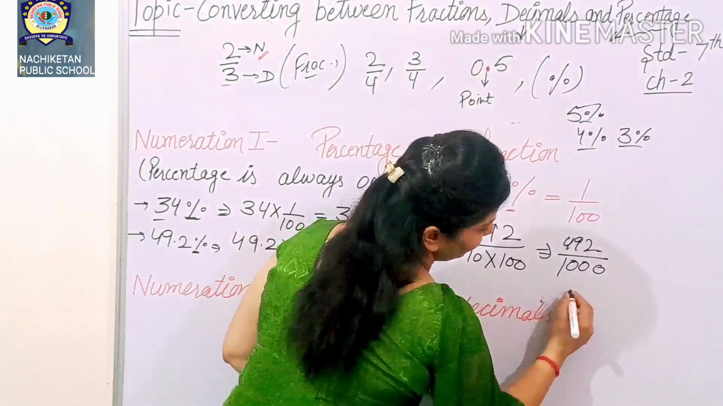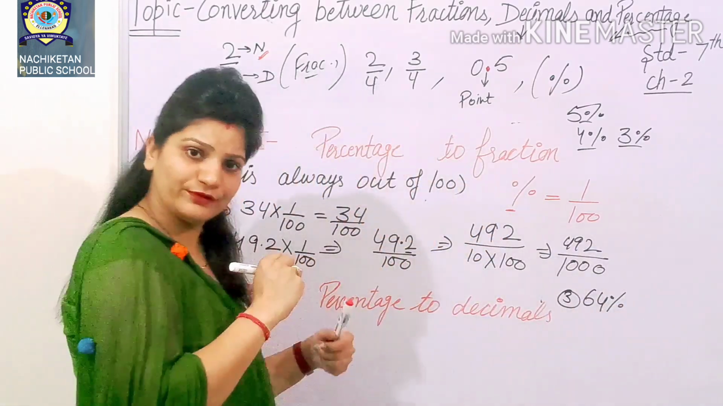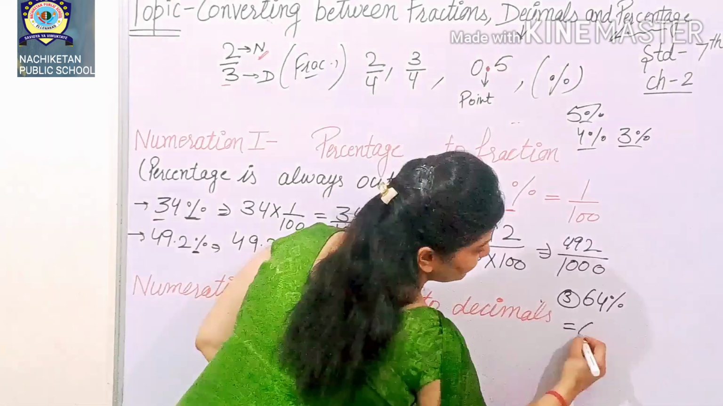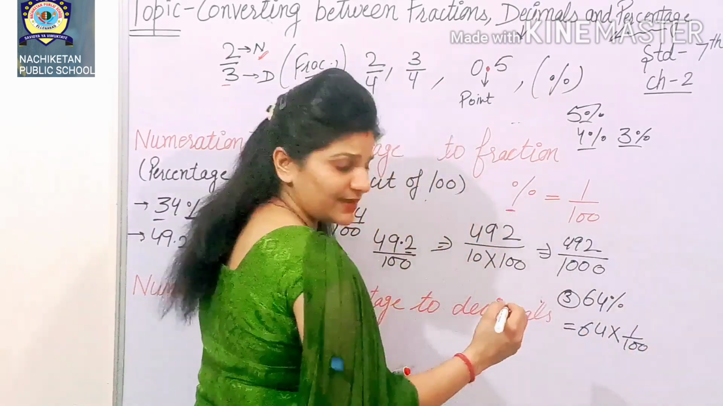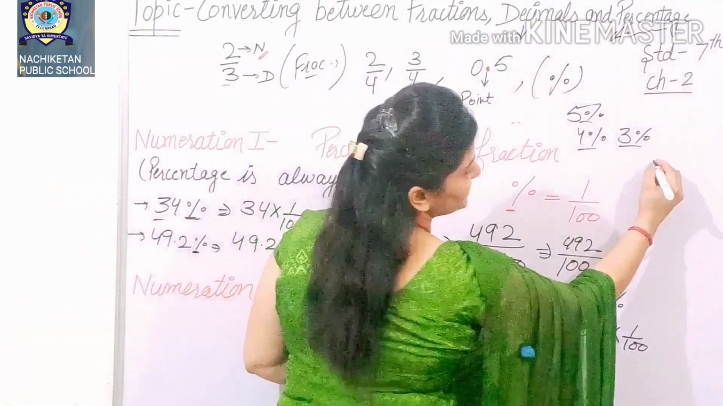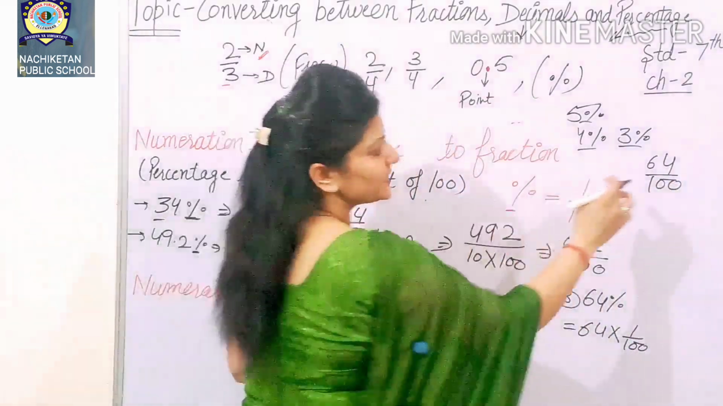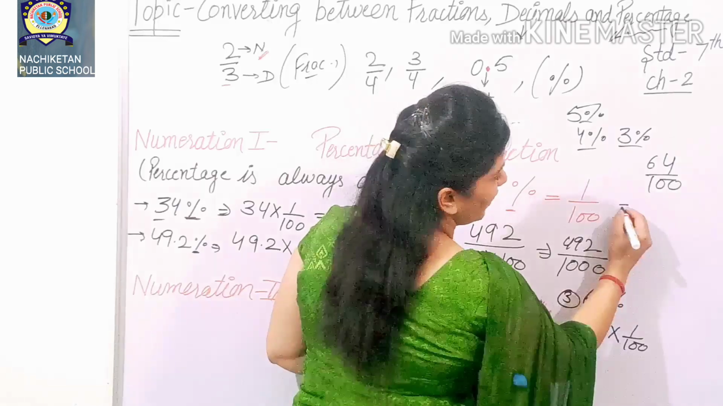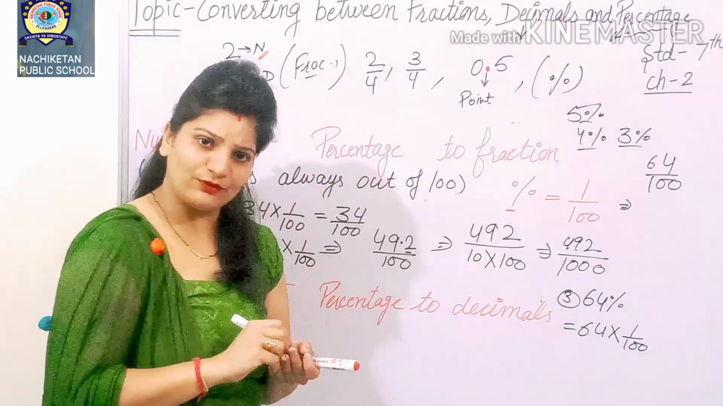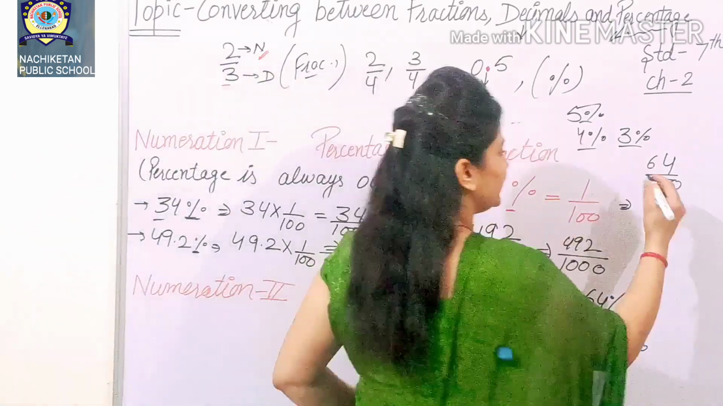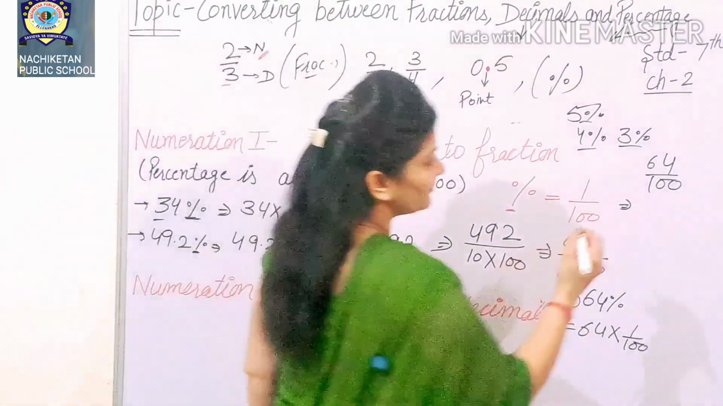Now take one more example. If I have 64%, how will we change this? 64 multiplied by 1 upon 100, same as it is, it will come 64 upon 100. Clear? 64 upon 100. Now, can we reduce this into its lowest term? Can we? Now, do this. How will we do the reduction to the lowest term?